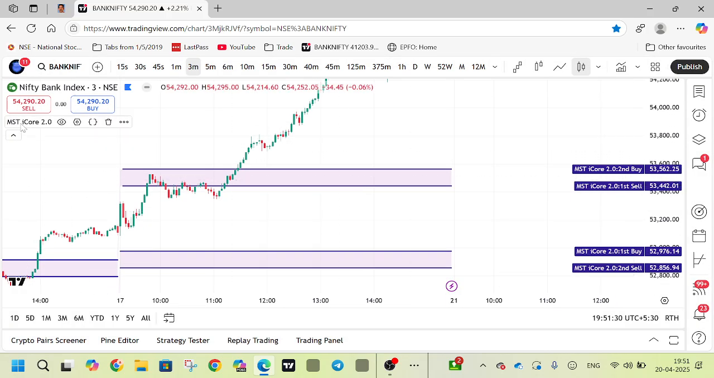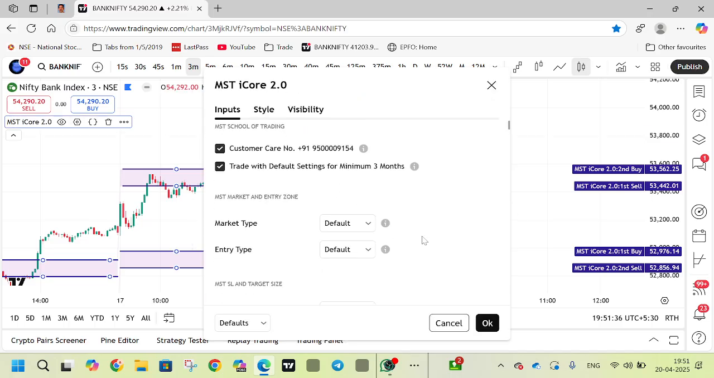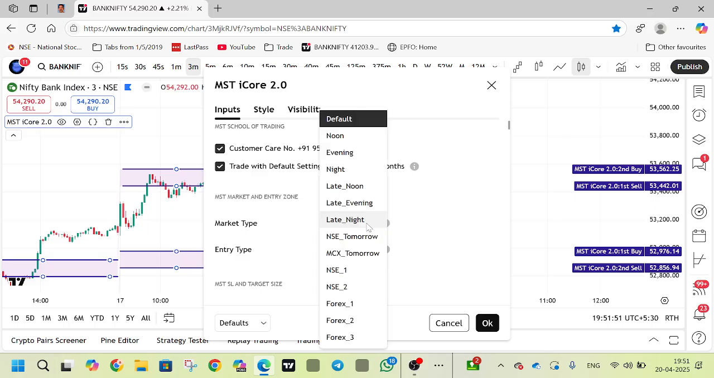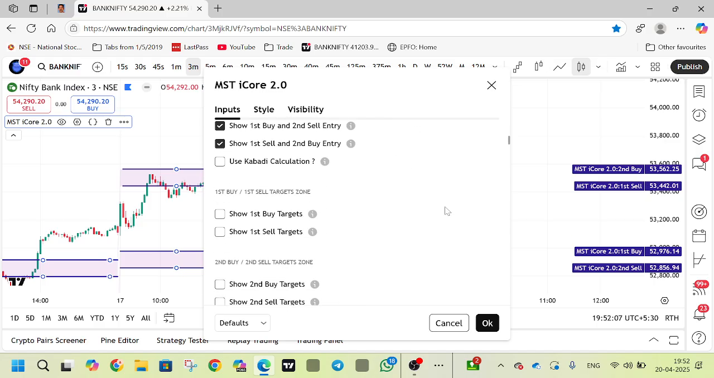Now for the newcomers, you can have a look at what we have in our indicator settings. First we have given the customer care number, 9500009154. Next we are emphasizing consistency. You have to trade with the default settings for a minimum of 3 months. Here you can see many things we have given: default market, noon market, evening market, forex market and all. But don't try anything. You can use them after market hours, but during market hours use the default market only for a minimum of 3 months.